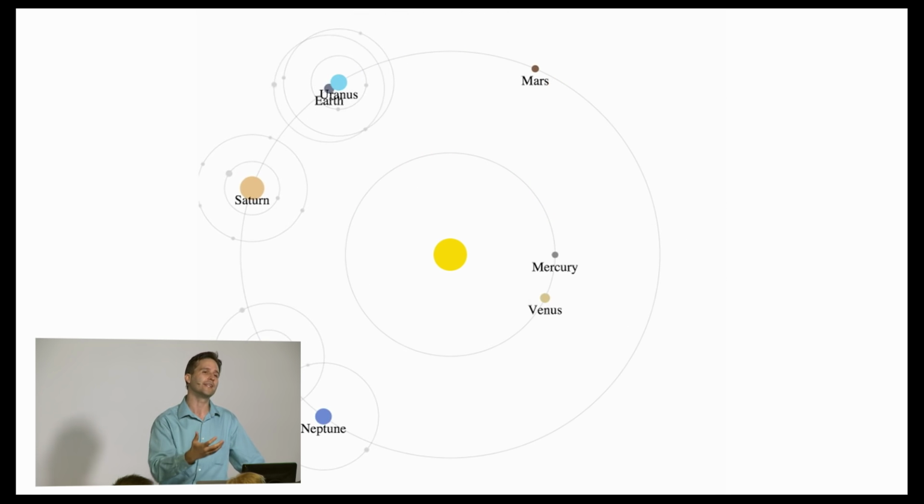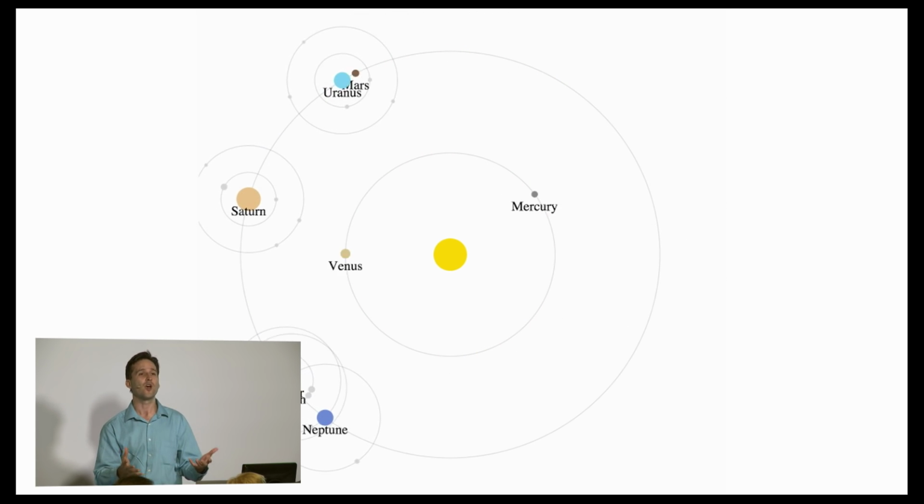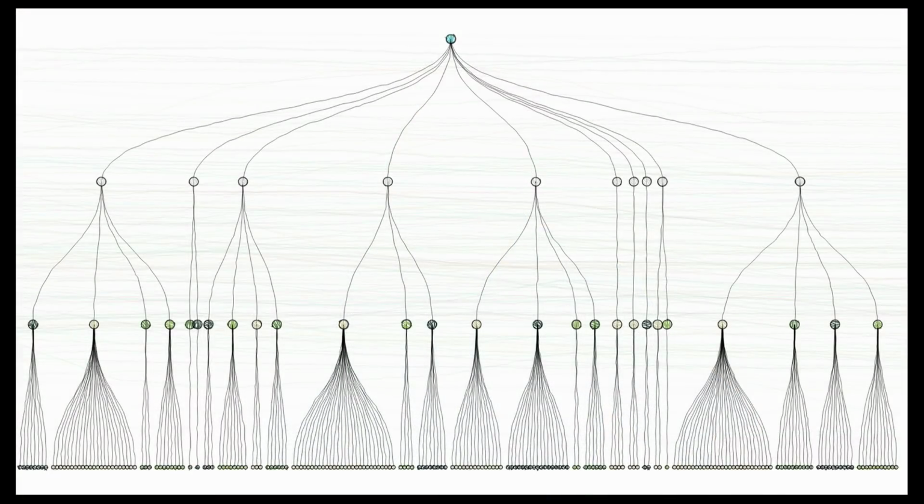So hierarchical data visualization is about taking things. Moons orbit around their parent planets. Planets orbit around the sun. That's hierarchical data, represented in some form or another. Now, animated representations of hierarchical data aren't that easy to process. We're more familiar with representations like this. This is a dendrogram. It's a representation of hierarchical data.